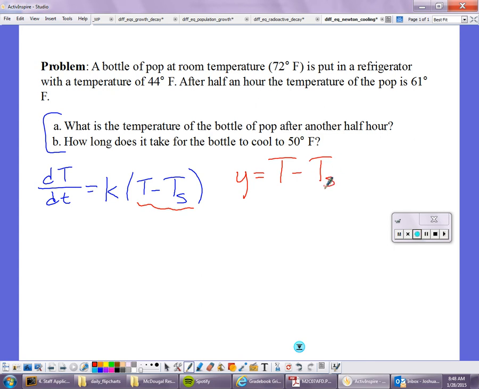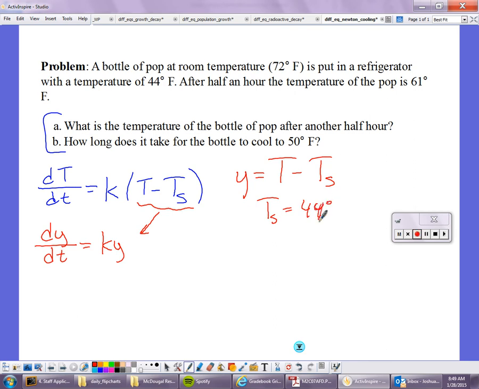So y is the difference between the temperature of the object and the temperature of the surroundings. So I'm going to rewrite it like this: dy/dt is equal to k times y. Okay, all I've done is replace T minus Ts with y, and I can do that because I know that Ts is constant, right? Ts equals 44 degrees Fahrenheit.